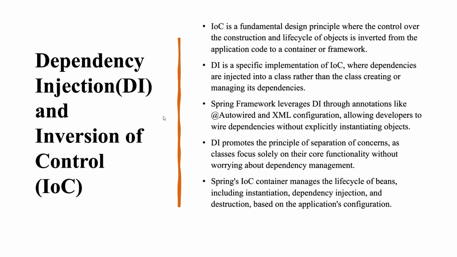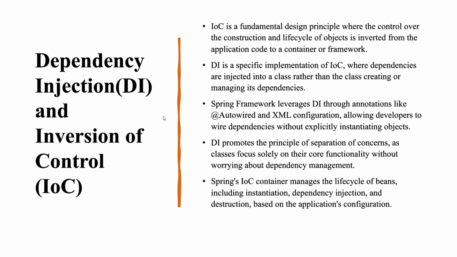Next is the bean scope. It defines the life cycle and visibility of Spring managed beans within the application context. The default scope in the framework is singleton. There are some other types: prototype scope, request scope, and so on. In singleton, only one instance of the bean is created and shared across the entire application context.